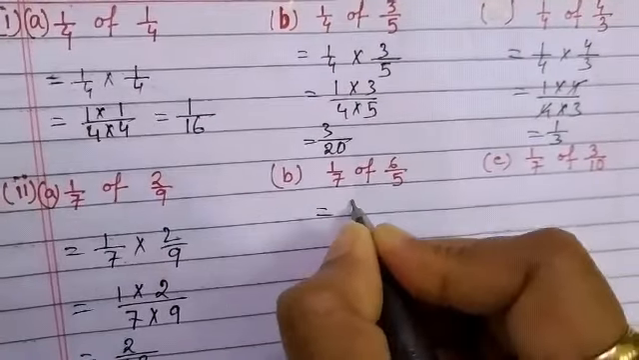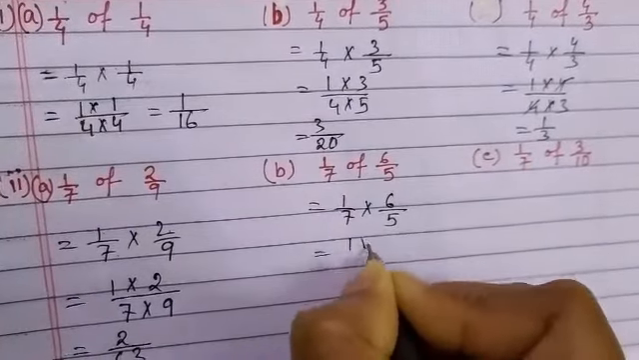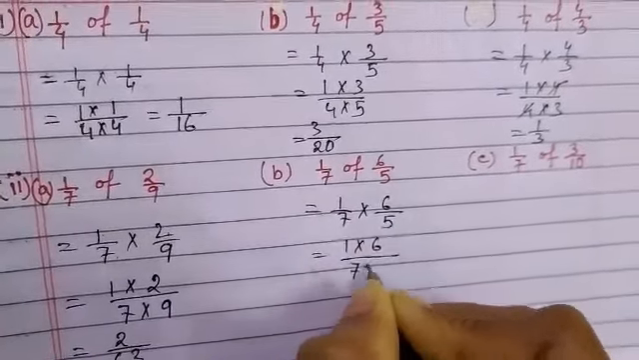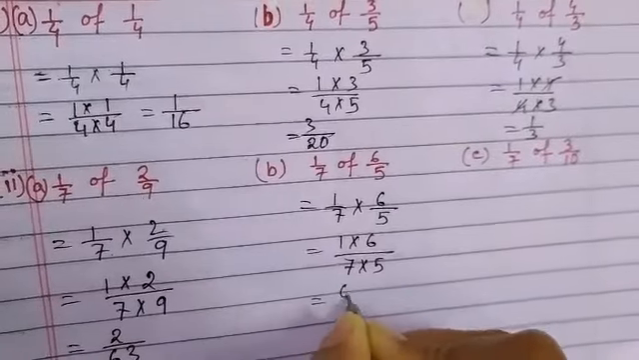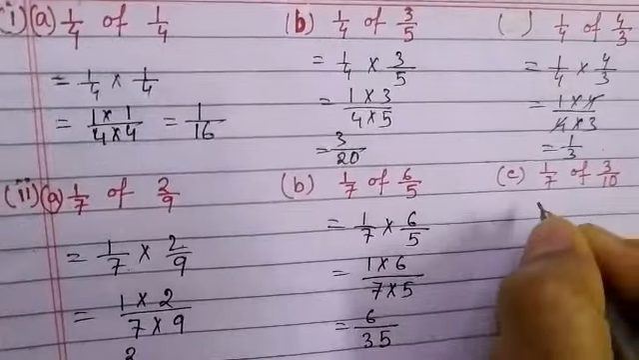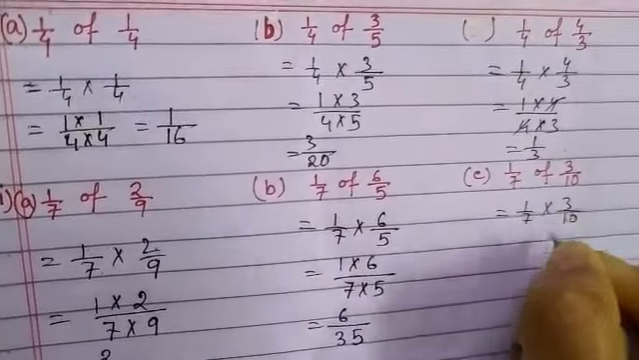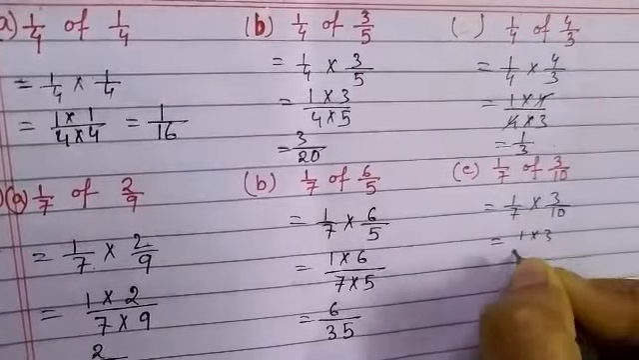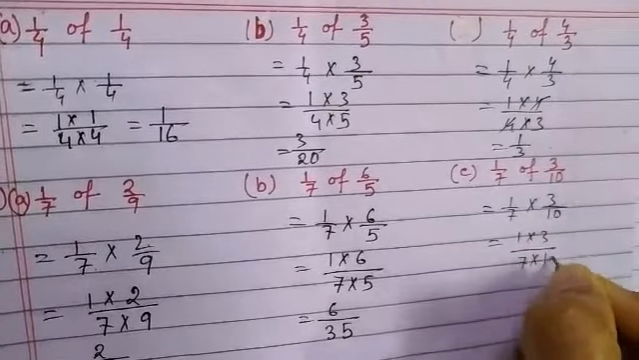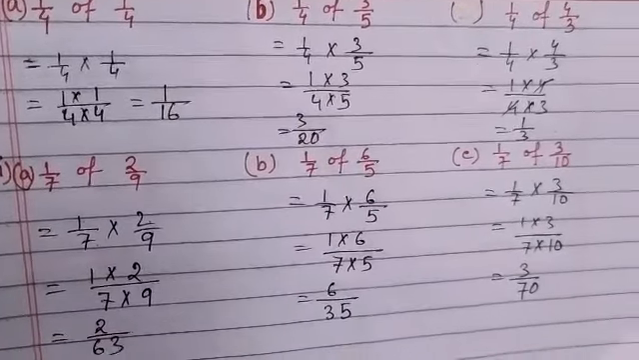Number B. 1 by 7 multiply 6 by 5. Then 1 into 6 divided by 7 into 5. That means 6 by 35. Now number C. 1 by 7 into 3 by 10. Then 1 into 3 divided by 7 into 10. So 3 by 70.